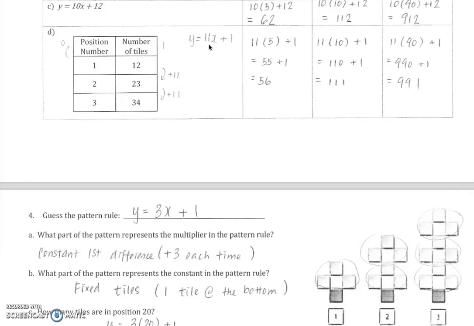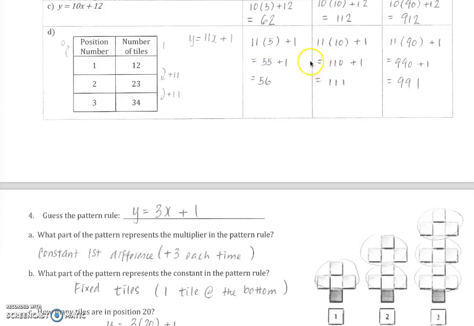But we also notice 11 times 1 is not 12. 11 times 2 is not 23. 11 times 3 is not 34. But every time after you multiply the position number, we need to add 1 to get the number of tiles. Therefore, the actual pattern rule is y equals 11x plus 1.